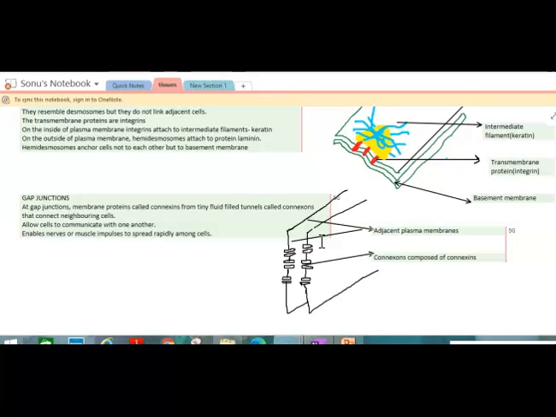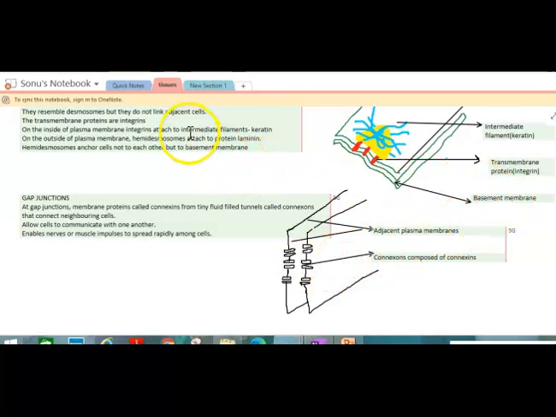So in that type of cells, we have gap junctions which facilitate communication or transfer of ions from one cell to another. At gap junctions, membrane proteins called connexins form tiny fluid-filled tunnels called connexons that connect neighboring cells, and these always allow cells to communicate with one another. These are found in nerve or muscle cells so that it will enable them to spread impulses rapidly among the cells.